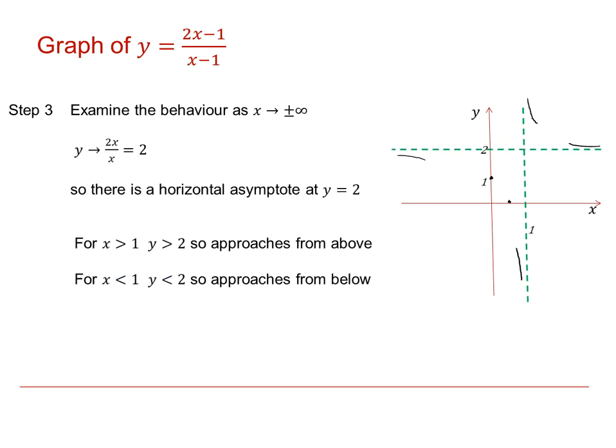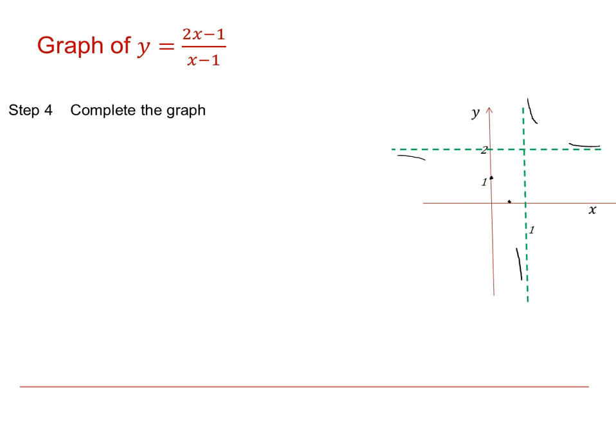Now that we've got all that done, the final step is simply to complete the graph. In other words, we join these dots together, making sure we go through the points that we've indicated on the axes. And there it is, completed.